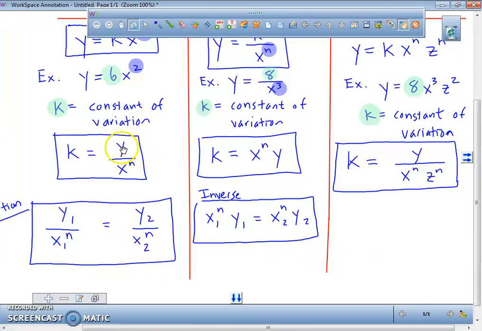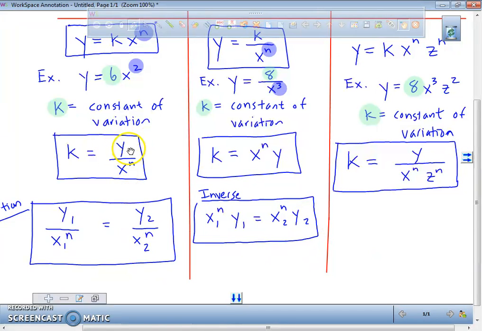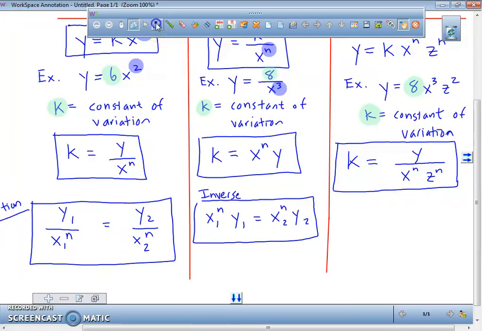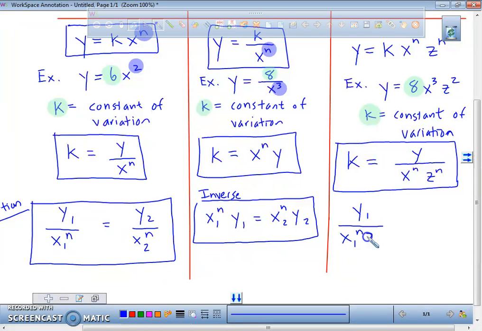Now, notice a little pattern here. Right here we have y over x to the n, and then here we have y1, x1. Here we have x to the power of n times y. So how are we going to set this up as an equation where we can set up maybe a proportion, kind of like this one? We're going to have one y value, then an x value raised to the power of n, a z value raised to the power of n, and what do you think that's going to equal on this side? y2, x2 to the nth power times z2 to the nth power.